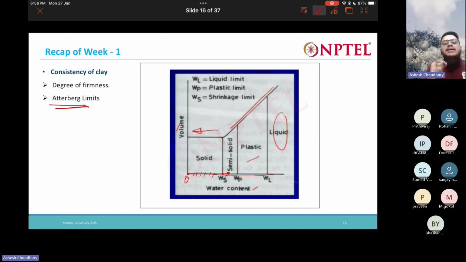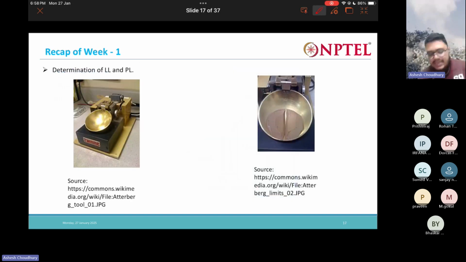Okay. Now, how to determine this? You had taken some soil in your hand, right? From outside, you took some soil. Now you want to measure the liquid limit and plastic limit. So how can we measure them? There are some tests available: the liquid limit test and the plastic limit test.